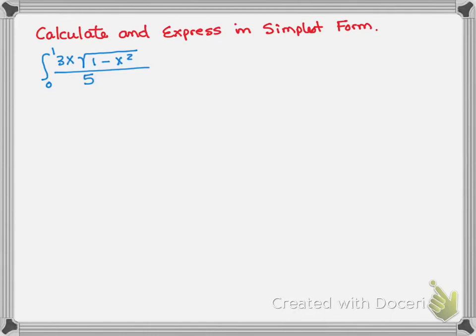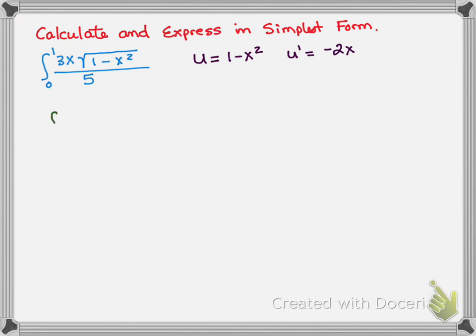This is similar to a problem you probably are seeing in Delta Math. And it's just another application of our u substitution, where u will be our inner function of 1 minus x squared. And u prime will then be negative 2x in this case, the derivative of 1 minus x squared.